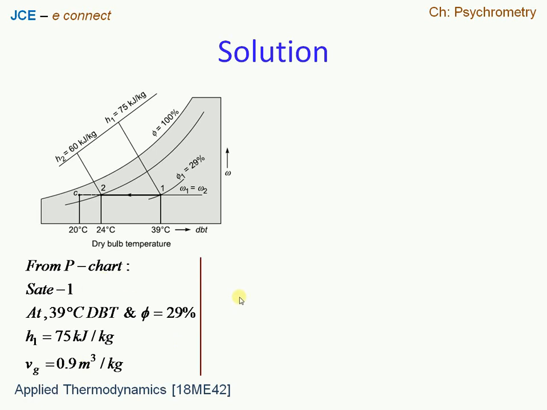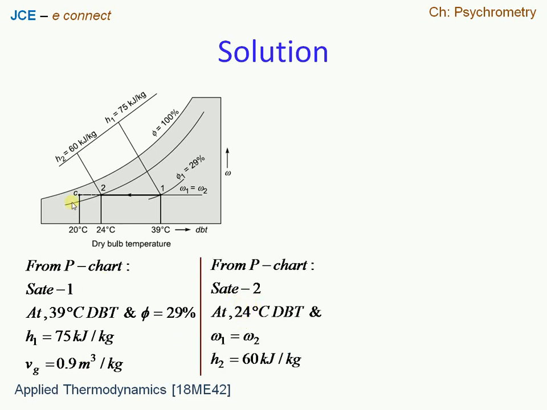Moving on to fix state point 2. At 24 degrees Celsius, assuming that there is no variation in the specific humidity, we have enthalpy as 60 kilojoule per kg. So we note this down. In order to compute the capacity of the cooling coil, we need the mass flow rate of air. To calculate the mass flow rate of air, one can make use of the specific volume data and the volume flow rate data.